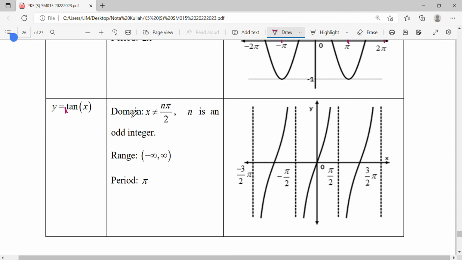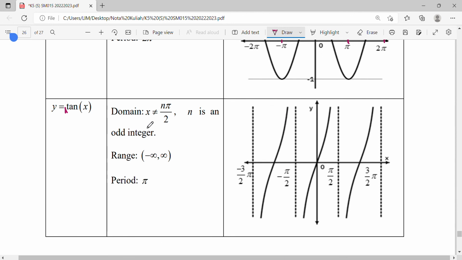So the domain, where the graph doesn't exist, will occur at n pi over 2, where n is an odd number, like 1 over 2 pi, 3 over 2 pi, or negative 1 over 2 pi, or negative 3 over 2 pi. So that will be our domain.